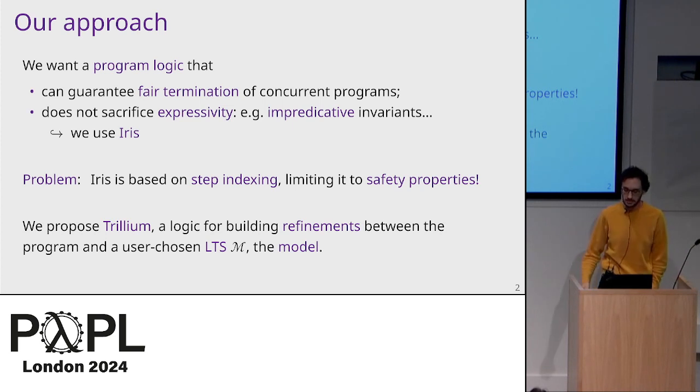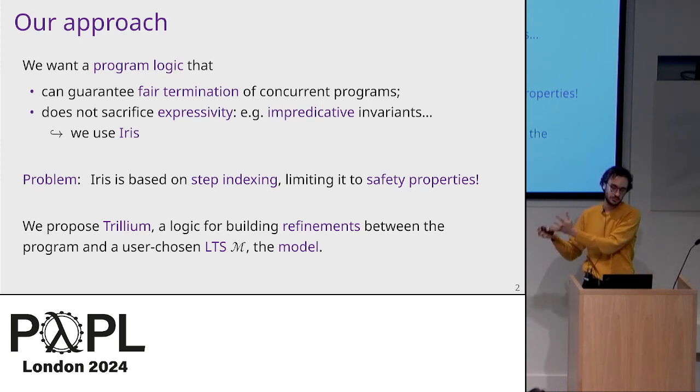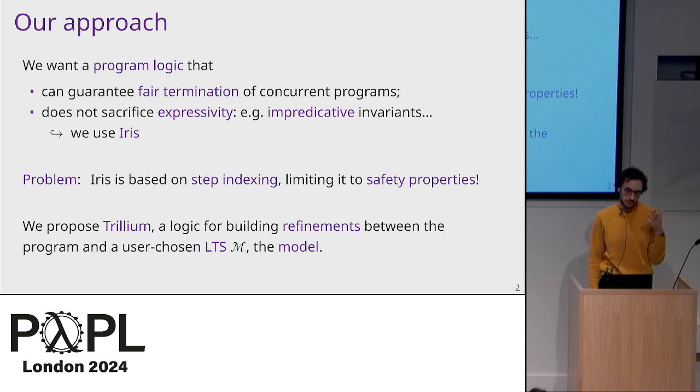So what we propose here is a logic called Trillium, and its purpose is to build a refinement between any program and any labelled transition system M that the user chooses. Now there are two reasons why someone would do this. The first one is that once you have this refinement between the model M and the program, you can transport properties from the model to the program. Here, in that case, it will be fair termination. And also, of course, it's well known that refinement is sometimes a very good way to specify, in an intensional way, the behavior of a program, in a way that usual Hoare triples cannot really handle.